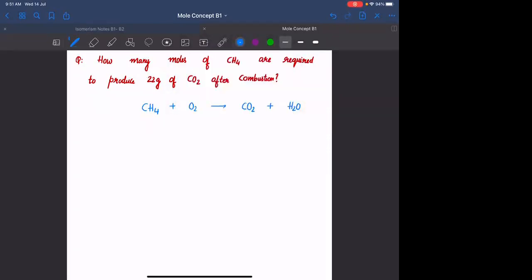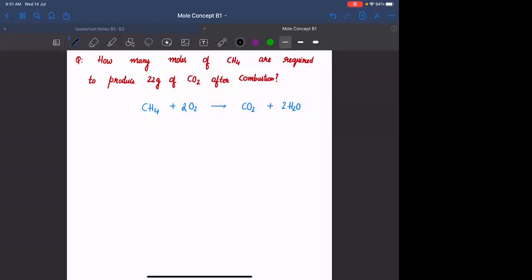Carbon आपको left hand side में एक है, right hand side में भी एक ही है. Hydrogen आपको left hand side में 4 है, right hand side में आपको 2 ही है. So you need to multiply 2H2O. Oxygen आपको right hand side में 4 है, left hand side में 2 ही है. So this will be 2O2. Okay.